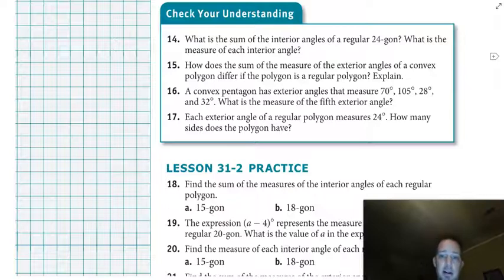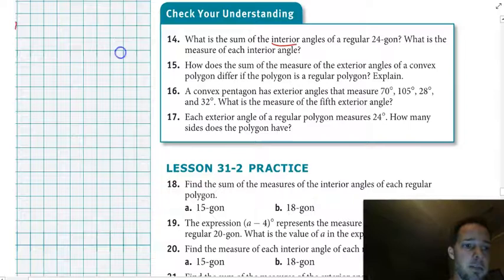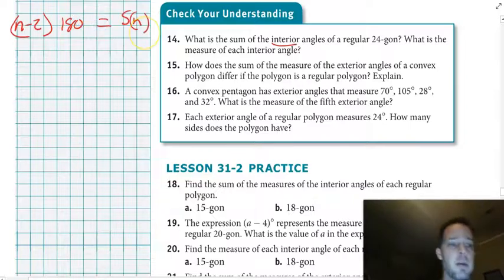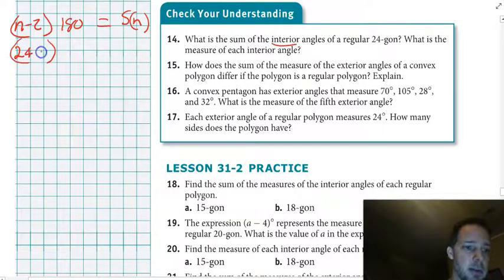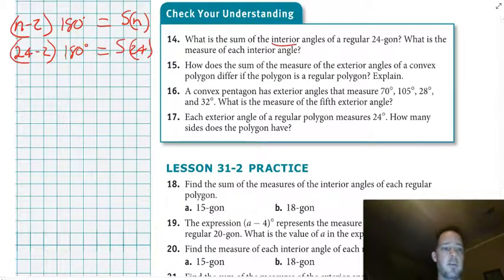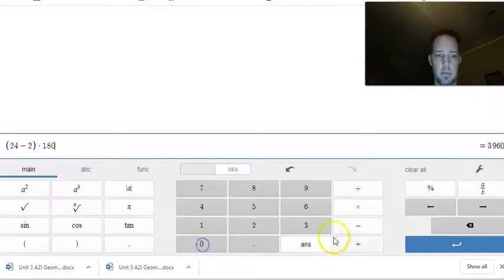What is the sum of the interior angles of a regular 24-gon? So interior, I use the interior formula. Okay, so sum in terms of n, we plug in a 24. So 24 minus 2 times 180. Let's go to that calculator. All right, we get 3960 is the sum of the interior angles for that one.